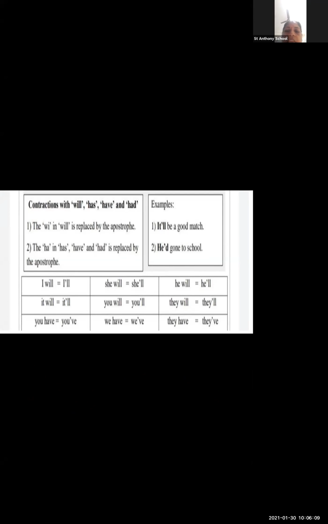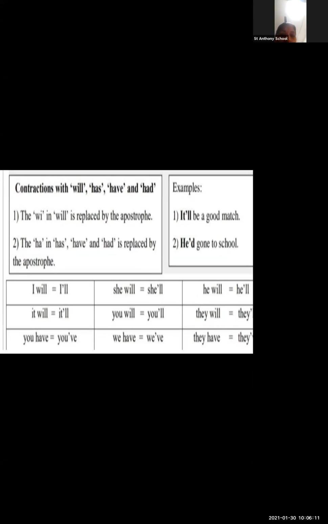Okay, and let me give you this. See, I will becomes I'll, she'll, he'll, it'll, you'll, they'll. And for have, we have replaced HA: I've, you've, we've, they've. Okay, these all are the contractions of the verbs.